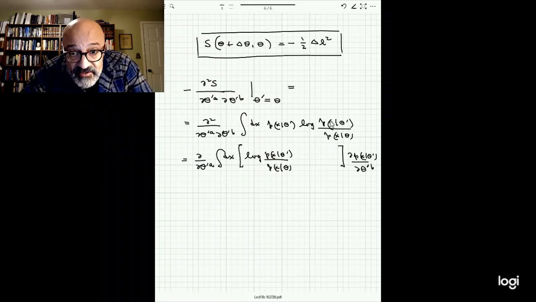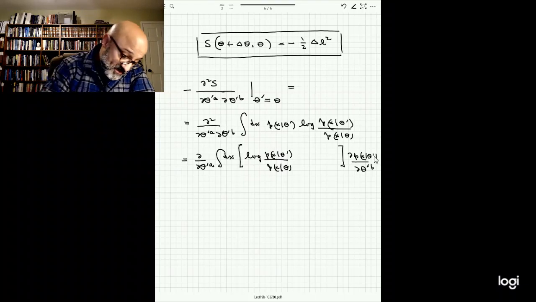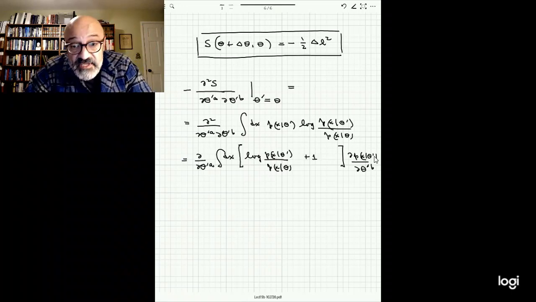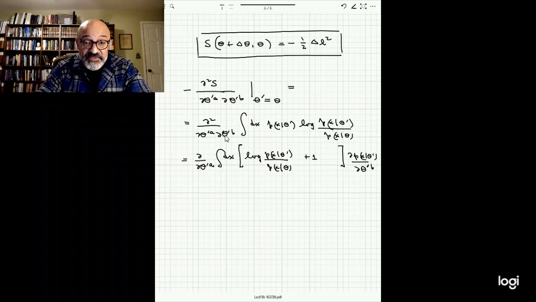Okay, let us separate the log into two pieces. Log p theta prime minus log p theta. The derivative of the log p theta prime with respect to theta prime b is a derivative of a log. So it's 1 over p that cancels this guy, and then the derivative of p, which is out here. So it's going to be plus 1. The derivative of the second piece, log p x theta, is 0 because I'm taking derivatives with respect to theta prime. So this piece here does not contribute. So this is it. We've taken the first derivative successfully.